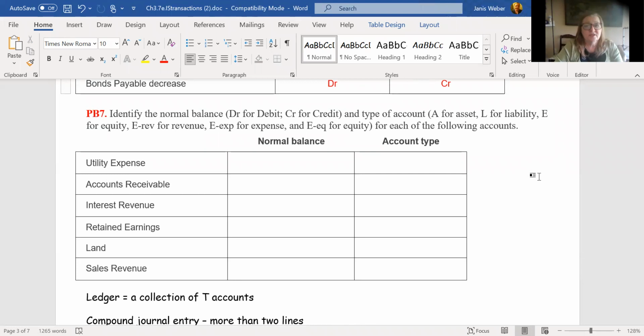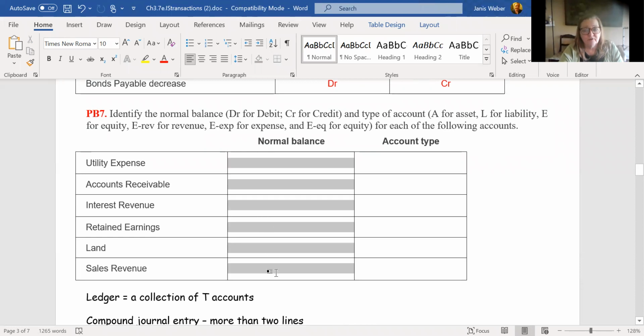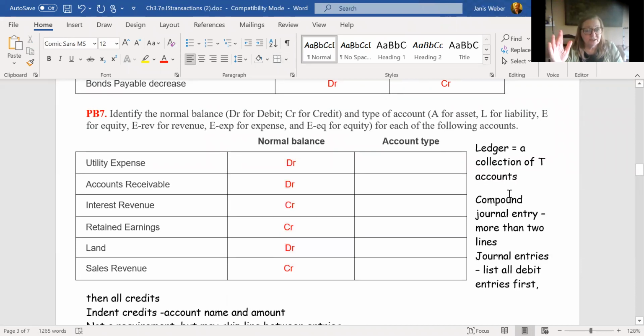The other thing they've added on this one is they want us to say what the normal balance is, and is it an asset, liability, or equity? And if it's an equity, then you should also write if it's a revenue or an expense. If it's not a revenue or expense, you could put just equity. All right, the normal balances, again, I like to do that part first because I can keep my train of thought. Normal balance for utilities is a debit, and for asset accounts, like accounts receivable, is a debit.